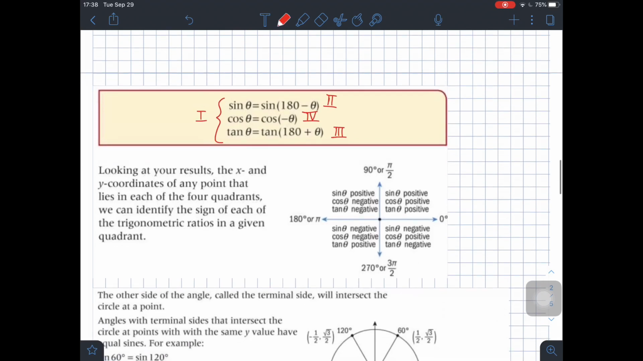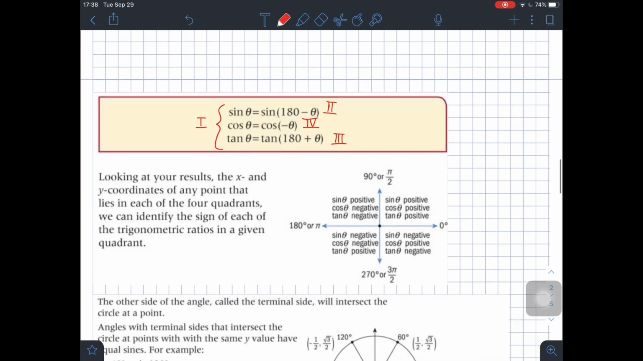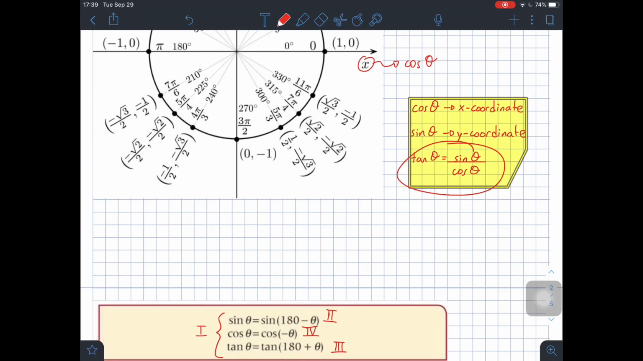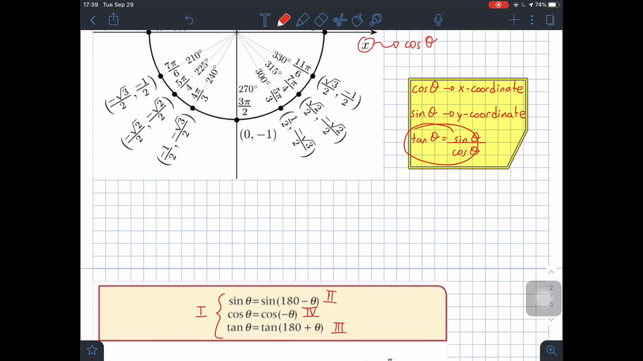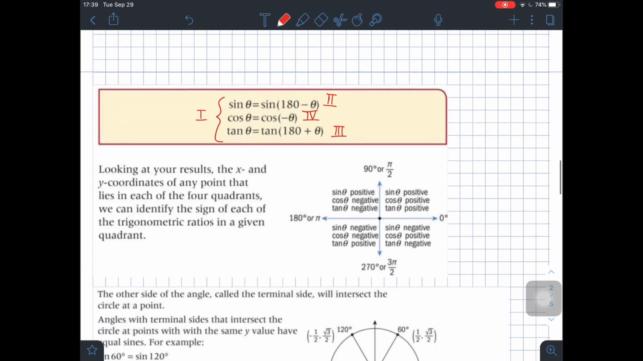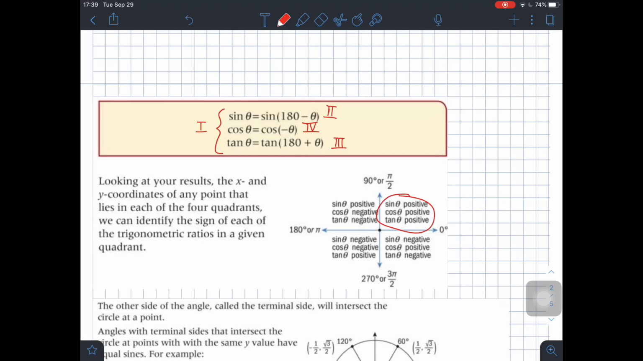Then it says, looking at your results, the x and y coordinates of any point that lies in each of the 4 quadrants, we can identify the sign of each trigonometric ratio in a given quadrant. This is what I explained, right? If you remember that sine is y and that cosine is x, then in the first quadrant, all of them are positive. Remember that tangent is sine over cosine. That means if both are positive, then tangent will be positive. Or if both are negative, which is the case for the third quadrant, for example, then tangent will be positive, right? Because negative divided by negative is a positive value. So all of them are positive in the first quadrant.